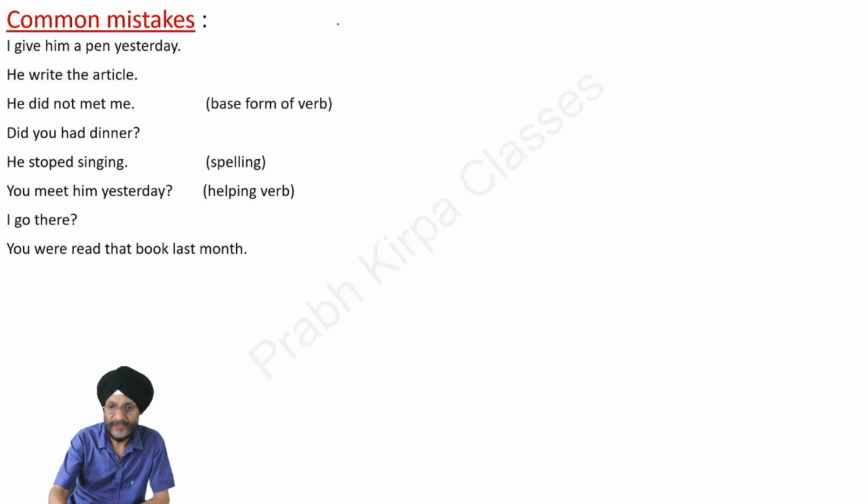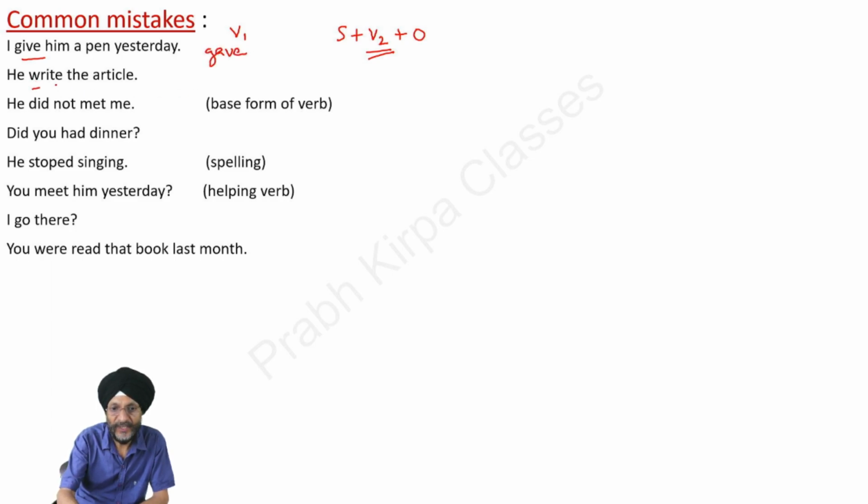Here we discuss some common mistakes which we make while forming past tense. I give him a pen. As you know, we use the second form of the verb. So here the mistake is of the verb. Here the verb is given in basic form. We have to convert it into second form. That is, I gave him a pen yesterday.